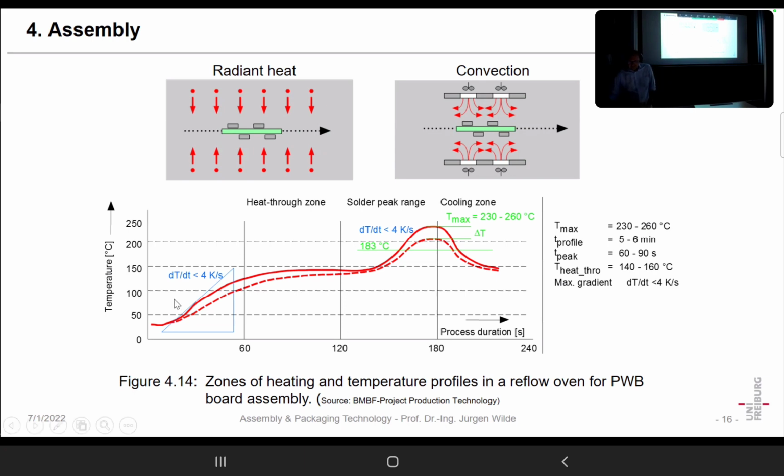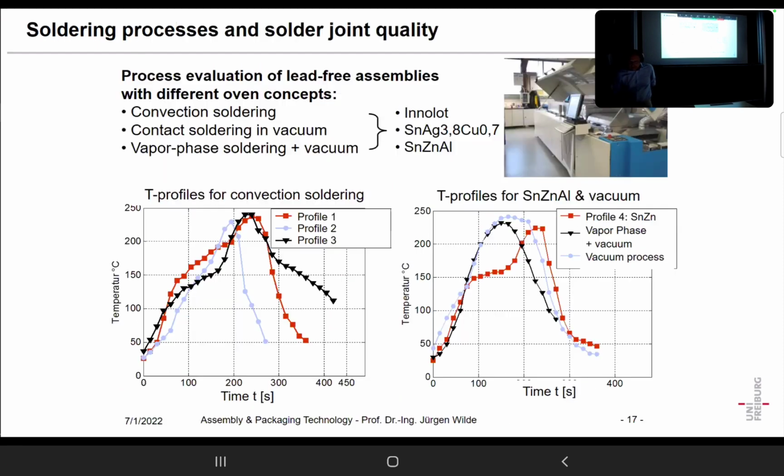So in the end, such a profile shows us we have to regard the physics and chemistry of that system in order to get a proper soldering. But if we do that, we can expect that the number of defects we create is very low. Let me have a look.